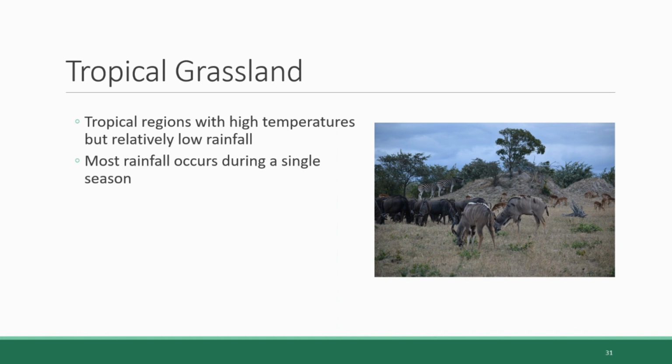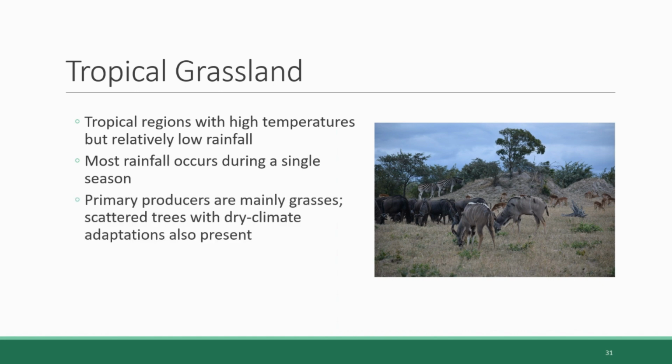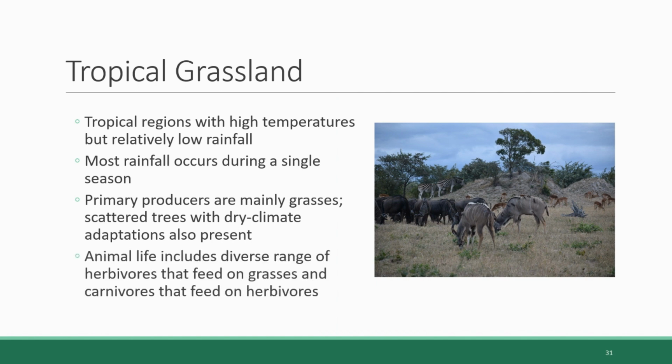The main producers in this biome are the grasses, but the biome also supports scattered trees that exhibit adaptations to dry climate environments. And like with the temperate grasslands, you'll find a diverse range of herbivores here that feed on the grasses. For example, in this photo, you can see 4 different herbivores all grazing in the same space. We've got zebras, wildebeest, and 2 different types of antelope. And so naturally, you will also find carnivores in tropical grassland who feed on those herbivores.